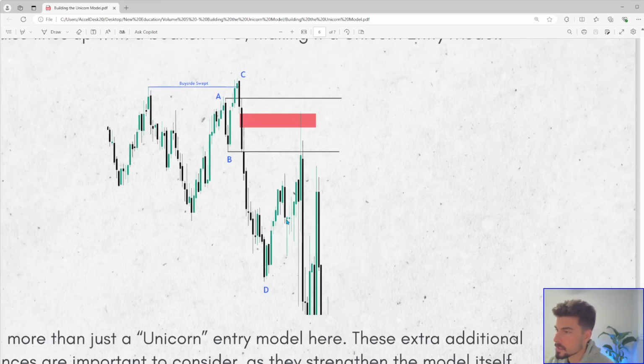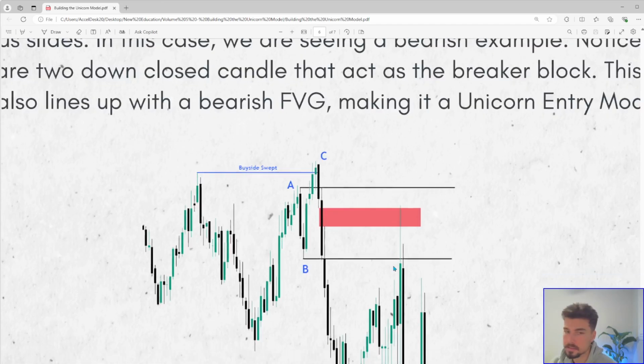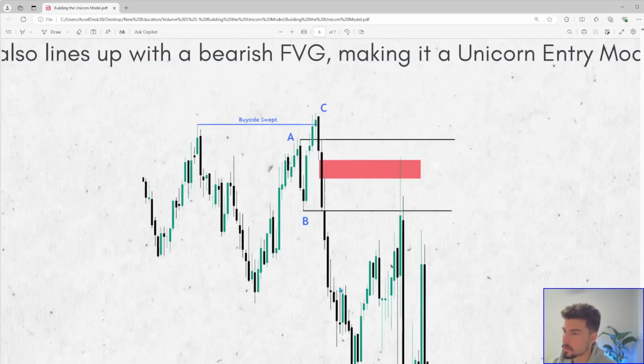I'd encourage you to mark this out in your charts if you're not familiar with how to identify a breaker block. Now, where the breaker block is, it's these two down close candles. Notice how I've marked that out with these two black lines. That breaker block lines up with a bearish fair value gap here between this candle's high and this candle's low. This is a typical example of a unicorn model setup.